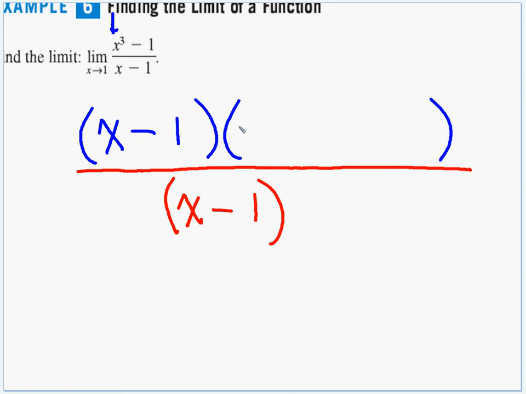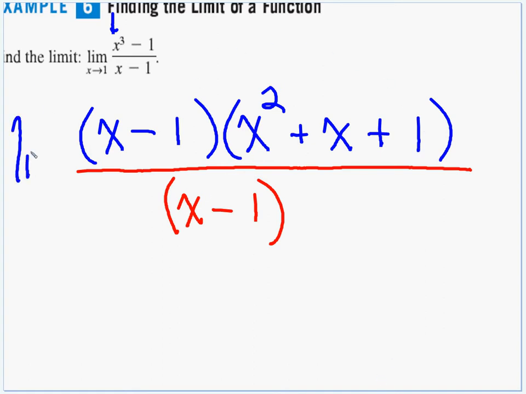Bring over the first term and square it. Switch the sign. Now this changes to a plus. The middle term are these two terms multiplied together. 1 times x is x. The last term is always positive. And the last term is 1, so we square that. This will also be a 1.